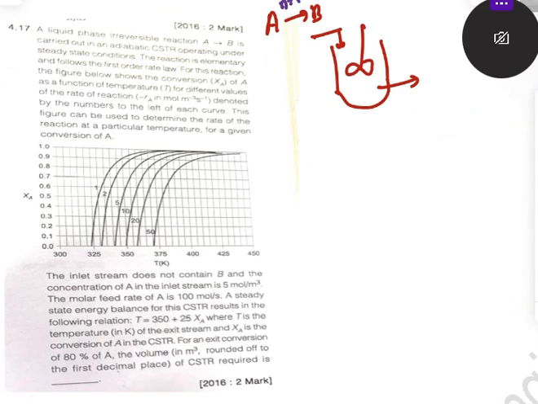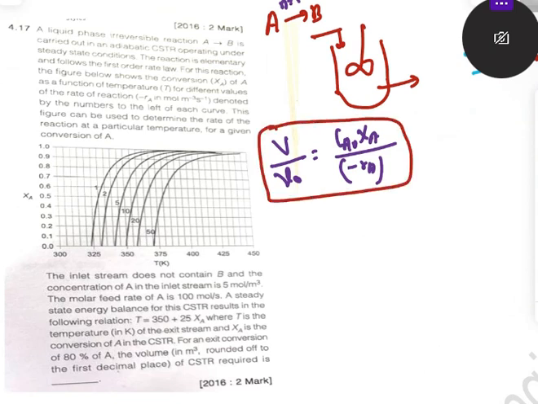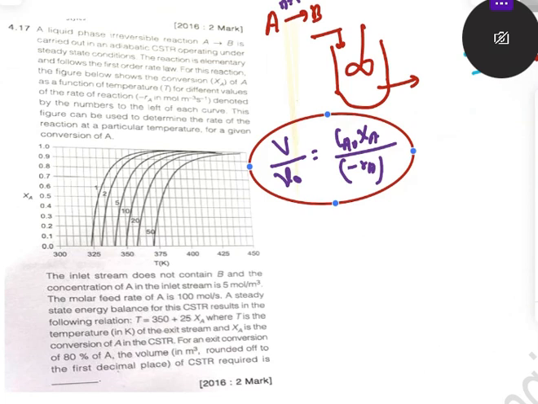If I want to write the design equation of a CSTR, I can write V by V naught equals CA naught XA upon minus RA. But the rate of reaction is not given to you in this problem. First order reaction is there, so you can write minus RA equals k CA, but the concentration at the exit condition is not given to you. How can we calculate these things with the help of the non-isothermal condition? So this is a combination of isothermal and non-isothermal reactor conditions.